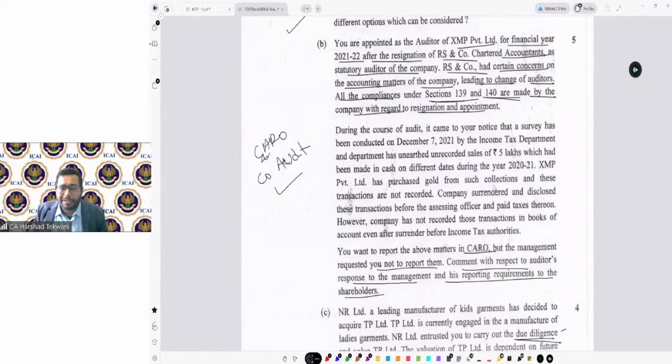Now, here in the last, it is asked that you want to report the above matters in the CARO, but management requests you not to report them. Comment with respect to the auditor's response to the management and his reporting requirement to the shareholders.